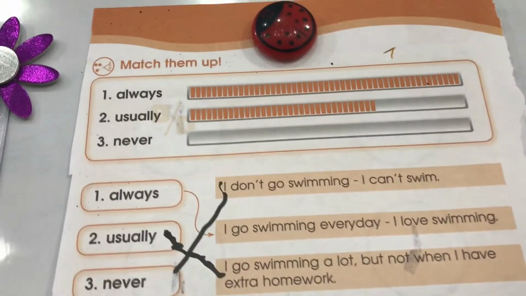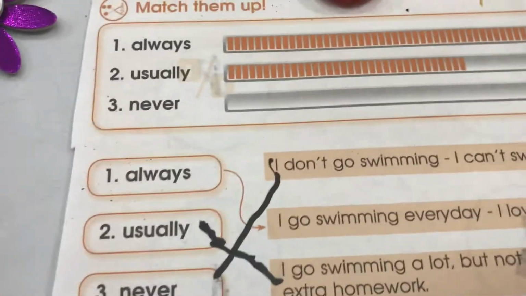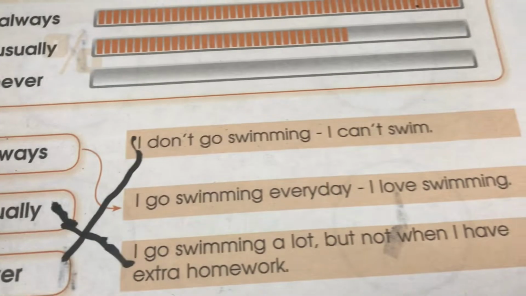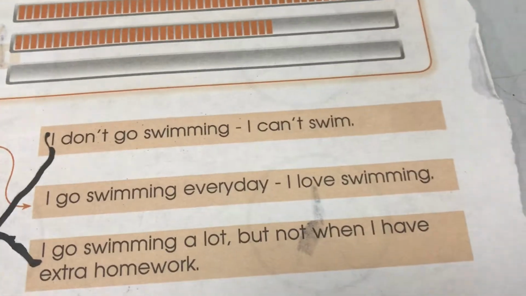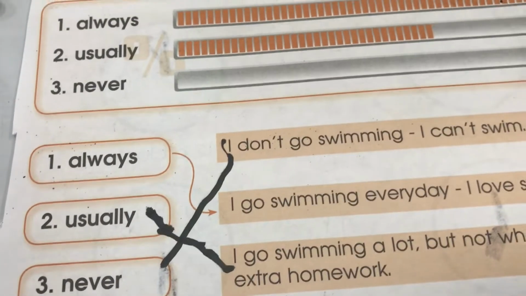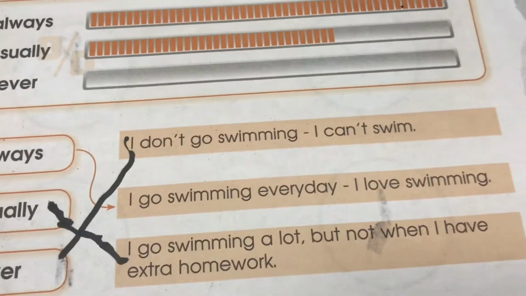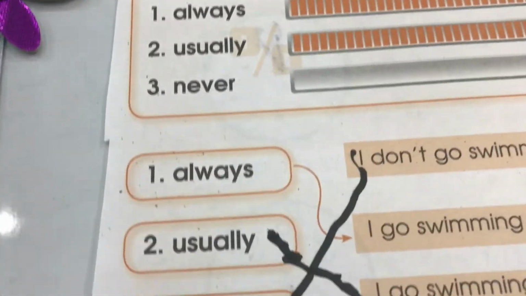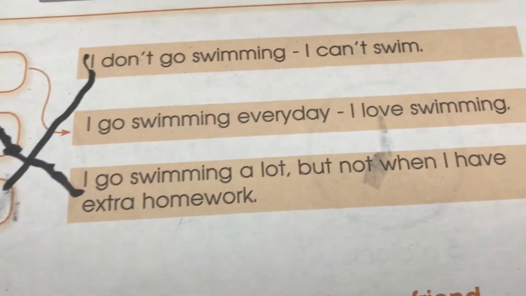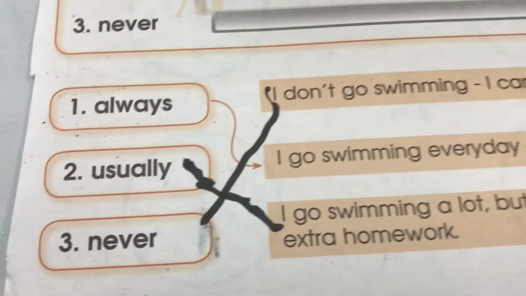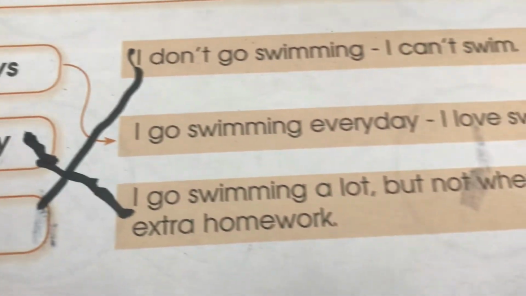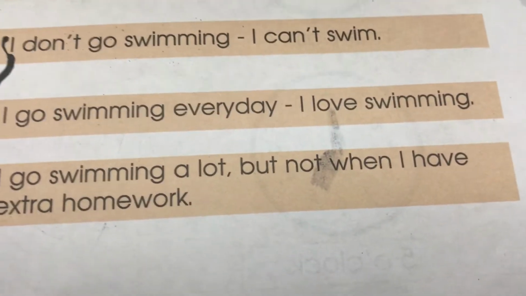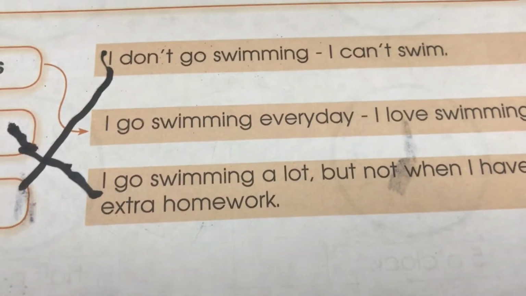Okay, now please match them up. Number 1, always means I go swimming every day. I love swimming. For number 2, usually. Usually means I go swimming a lot, but not when I have extra homework.